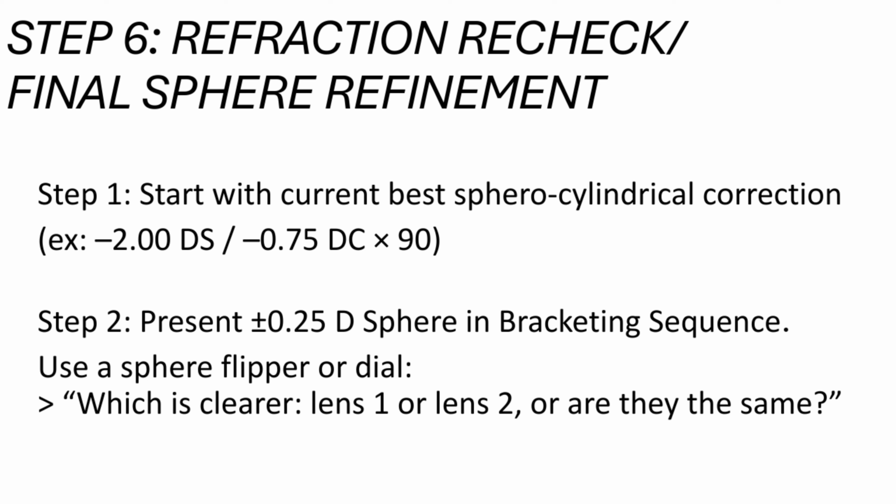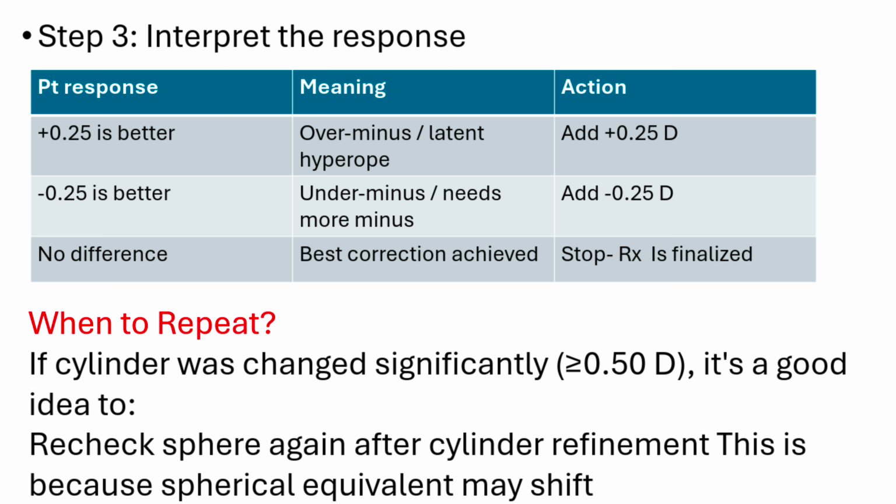Now we can see the step-by-step procedure. First, present plus or minus 0.25 lens again. Then ask the patient which is better, lens 1 or lens 2 or no difference. If patient says plus 0.25 is better, it means over minused or latent hyperope, then we have to add plus 0.25. If patient says minus 0.25 is better, it means under minused or needs more minus, then we have to add minus 0.25 D. If patient says no difference, we achieved the best correction and then stop.